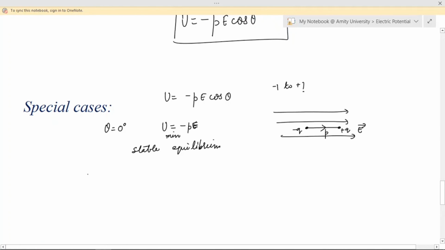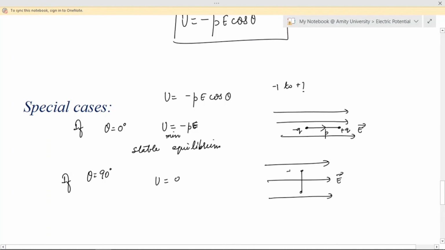Now next we can consider when theta is equal to 90 degree. This is if theta is 0. Now if theta is 90, in that case potential energy will be 0. So what do we get the information from this? If a dipole is placed perpendicular to the electric field, then in that case it has potential energy 0. So this is the state of 0 potential energy.